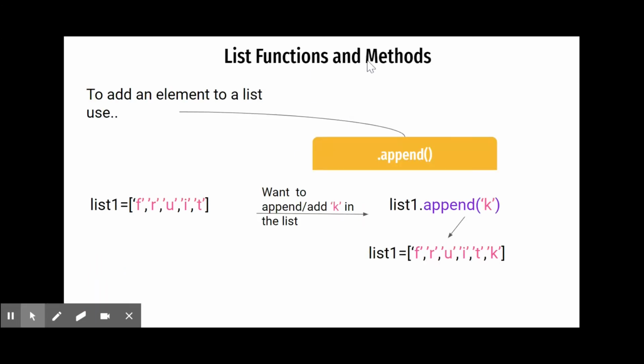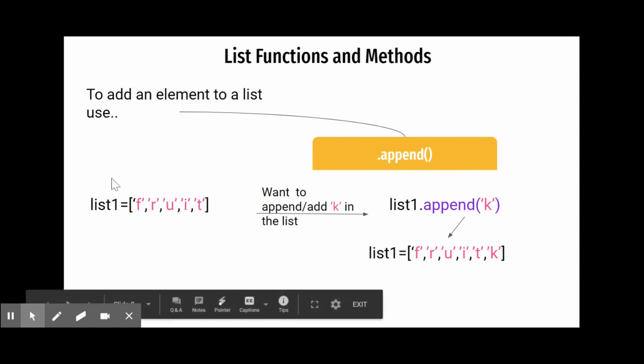Now let us look at list functions and methods. So why do I need functions? Whenever I want to perform certain actions on my list such that it changes the list, those actions will be performed using functions. So the first action or the first function we will be looking at is the dot append function, which is used to add an element to a list.